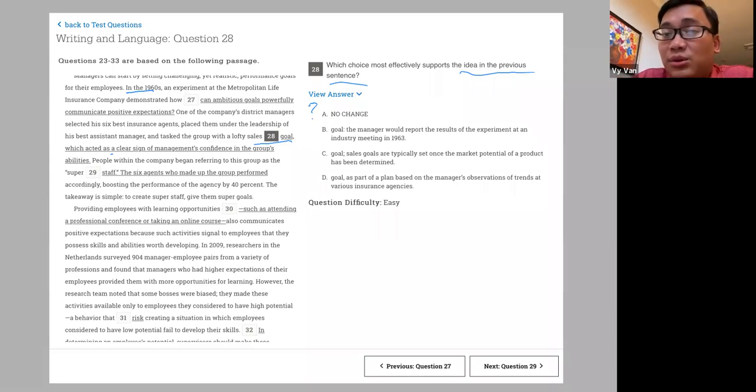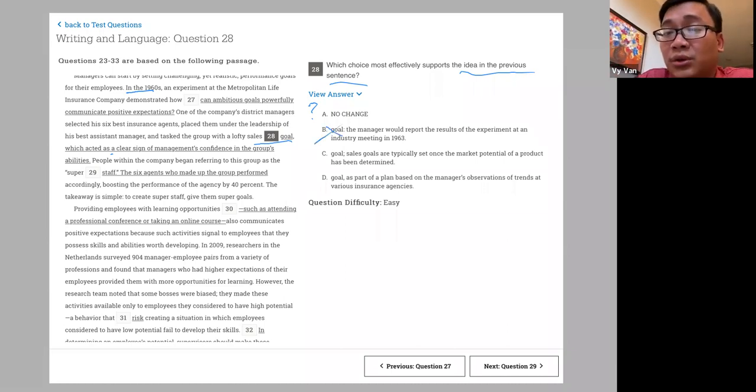B, so lofty sales goal. The manager would report the results of experiments at an industry meeting. So we don't care about the reported results. They just want to talk about, so when you have ambitious goals, that means you have confidence or great expectation for your employees. I don't think B is right.